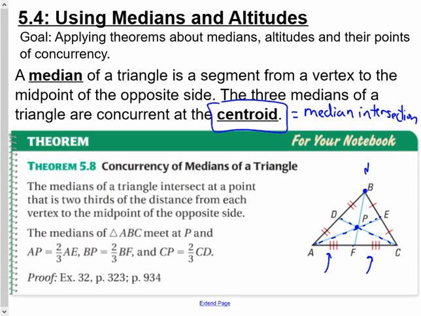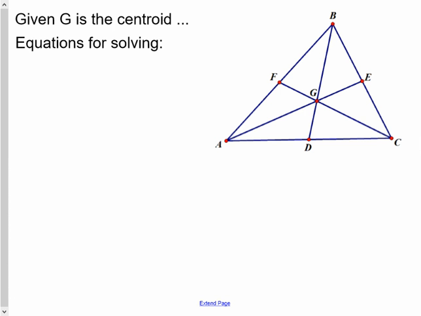And what we're going to run into is this formula here: medians meet at P and AP equals 2/3 of AE, BP equals 2/3 of BF, and CP equals 2/3 of CD. Now again, it's basically saying if they give us any of these three segments, we can solve for the other two.